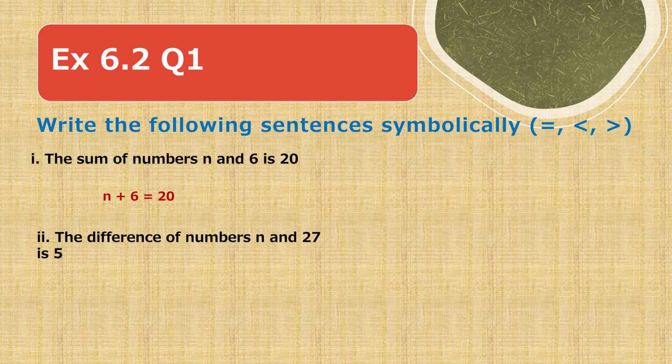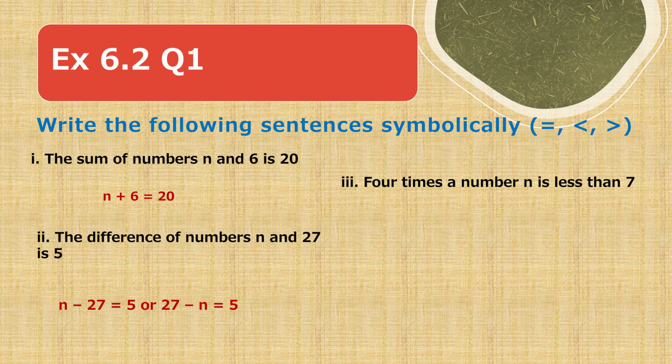The second part is the difference of number n and 27 is 5. Now we have to find out the difference of two numbers. First number is n and the second number is 27 and the result is 5. So we can write it like this: n minus 27 is 5 or 27 minus n is 5.